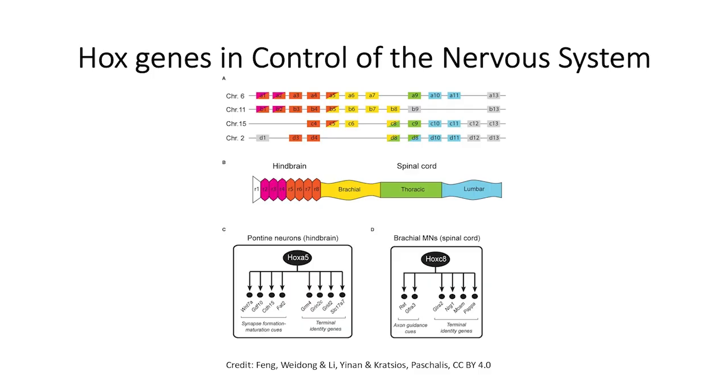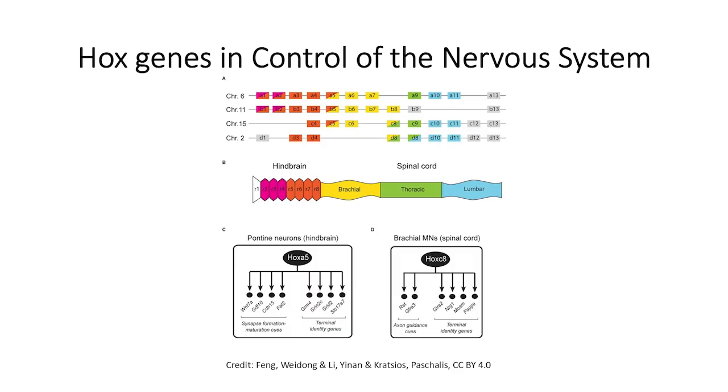HOX genes control the nervous system. Section A illustrates a standard display of HOX genes that exists throughout the entire vertebrate genome. The 39 HOX genes that populate all vertebrates are displayed with color coding expressive of their unique features of spatial collinearity. In B, HOX gene collinearity is expressed along the anterior-posterior axis of the embryonic nervous system, starting with the hindbrain and extending the length of the spinal cord.